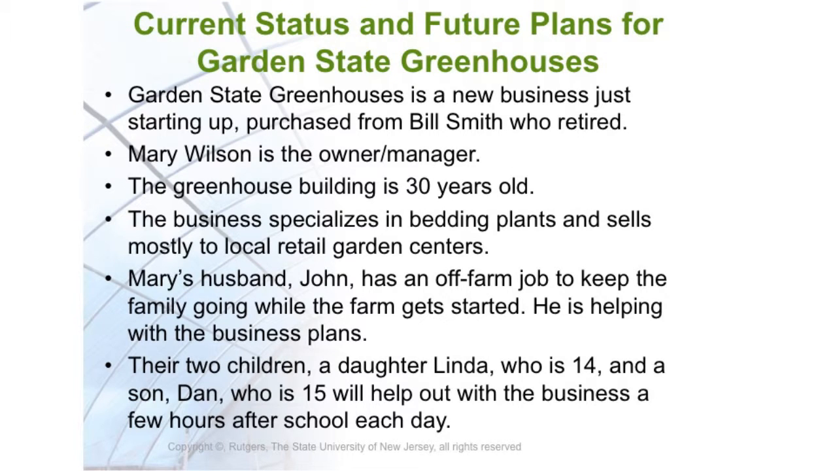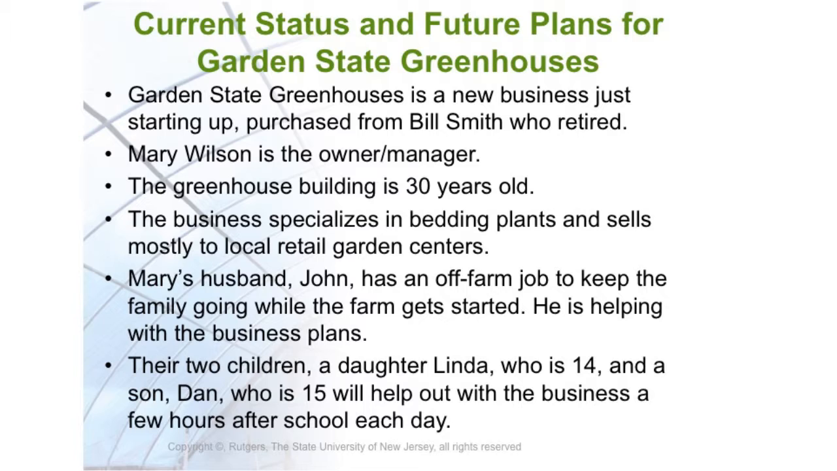So for Garden State Greenhouse, it's a new business just starting up. It was purchased from Bill Smith, who wanted to retire, and he sold it to Mary Wilson, who's the current owner. The greenhouse itself is 30 years old, a glass greenhouse. It specializes in bedding plants and sells to local retail garden centers. Mary's husband, John, has an off-farm job to keep the family going while the farm gets started.